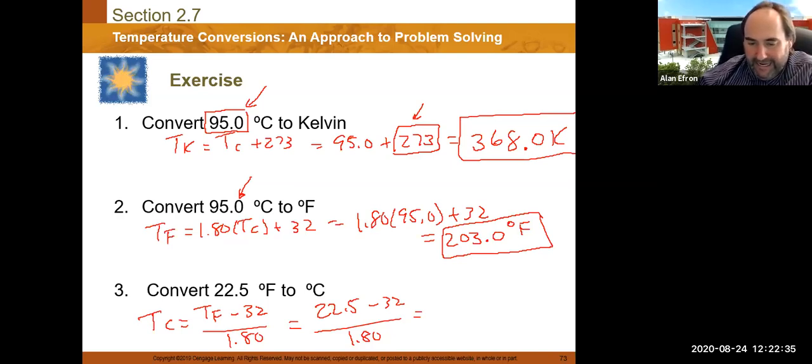Gives us a negative 5.277, a whole bunch of sevens, right? Again, here we are looking at 1 decimal place. So we probably should take it to minus 5.3 degrees Celsius in this case.